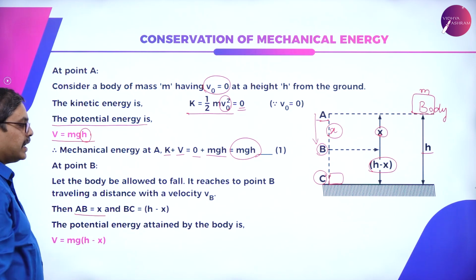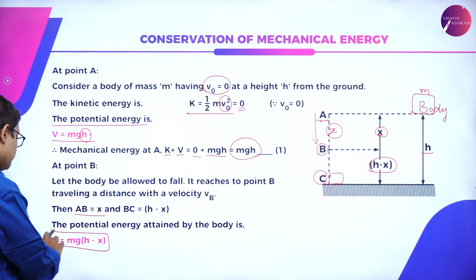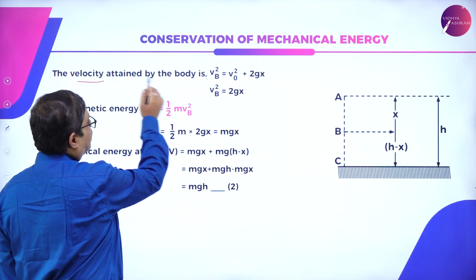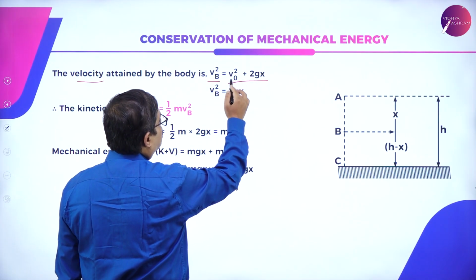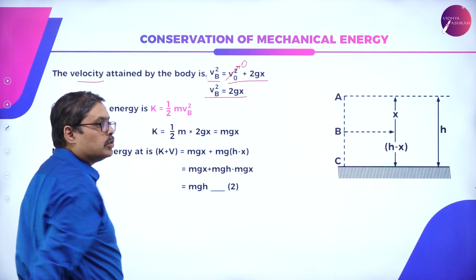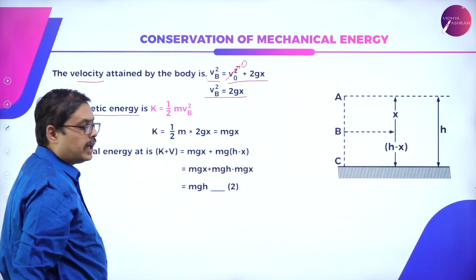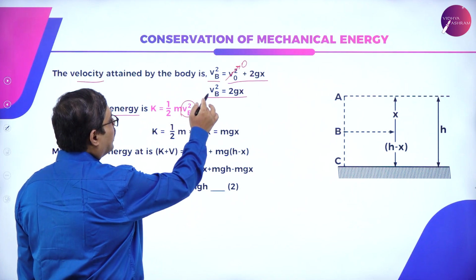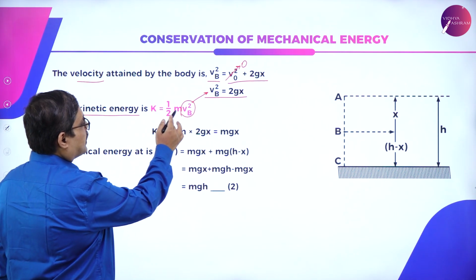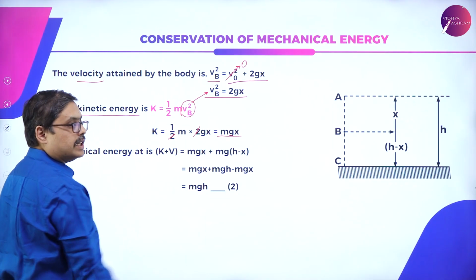What is the potential energy attained by the body at position B? It is given by V equal to mg into h minus x. That is the potential energy. Let us check what is the kinetic energy. The velocity attained is given by Vb square equals V naught square plus 2gx. The initial velocity of the body was 0. So Vb square equals 2gx. The kinetic energy is given by half mv square. At point B, let the velocity be Vb. I will substitute for Vb square from this equation. So kinetic energy is half into m into 2gx. This 2 and 2 get cancelled. You are left with mgx.